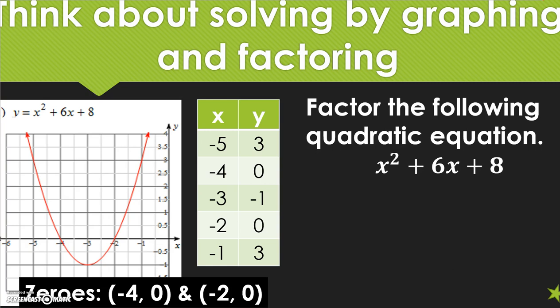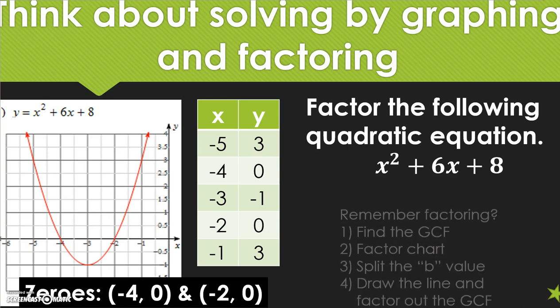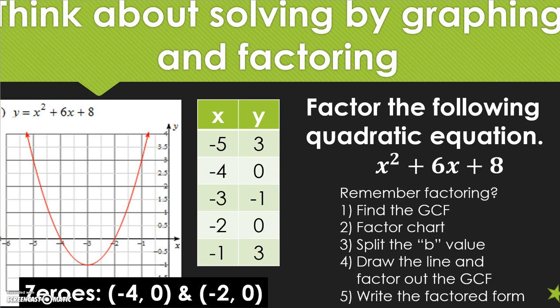Okay? So we're going to factor this equation, which you factored in your last unit. So hopefully you remember how to do that. All right? If not, remember our steps are to find the GCF, make the factor chart, split the b value, draw the line and factor out the GCF, and then write the factored form.